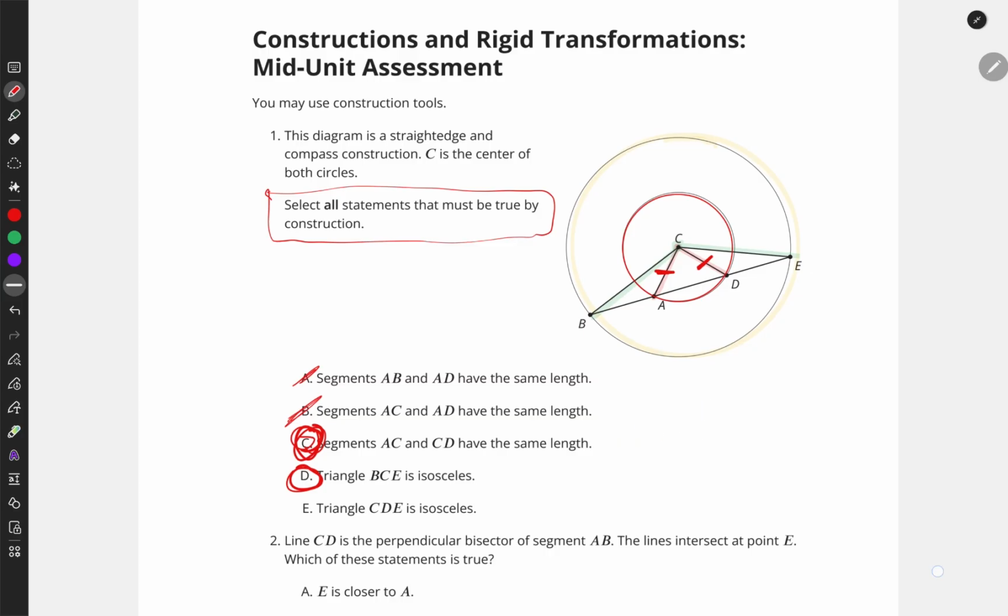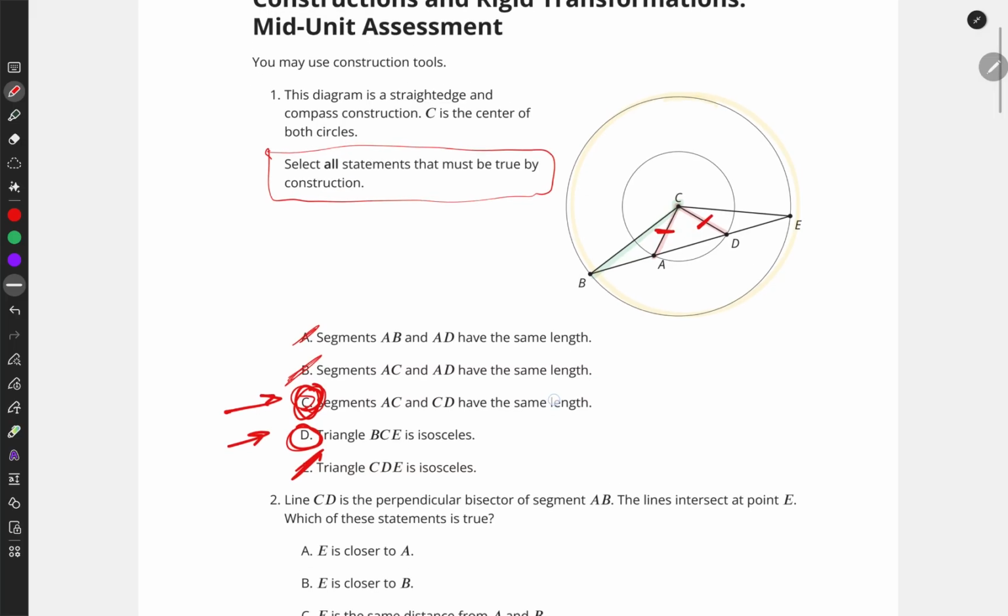And the last one says triangle CDE, this one right here, is isosceles. Well, no, it has this small red one and it has this big green one, and we have no idea what size this is. So no, we can't say that for sure. So this is not our answer either. So our answers are C and D for number 1.